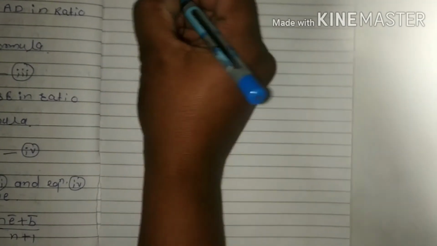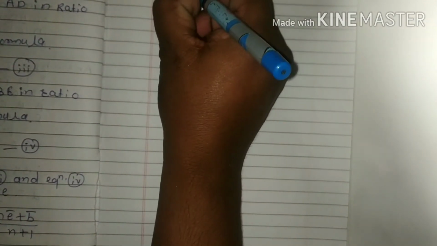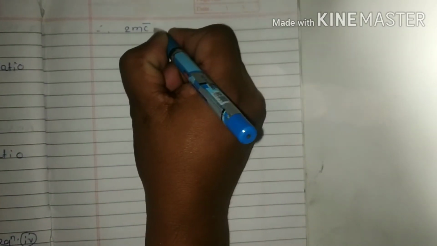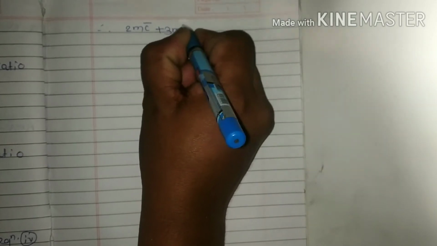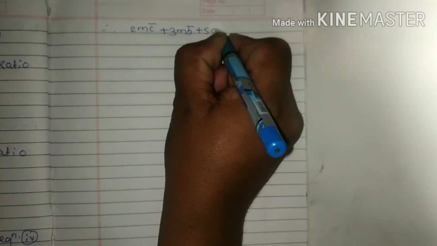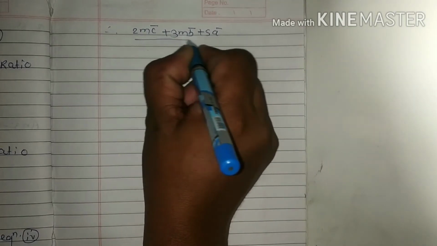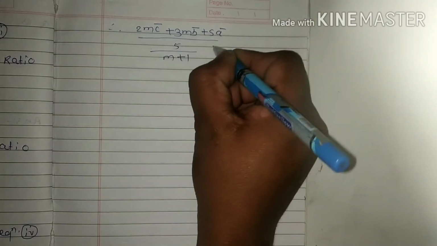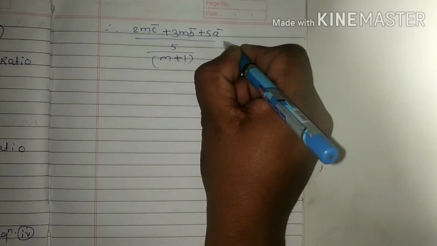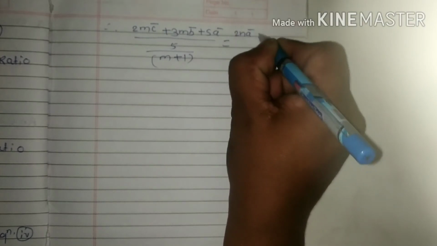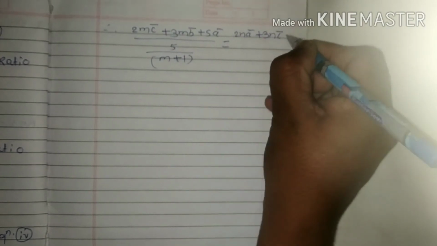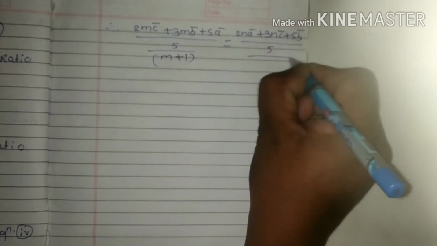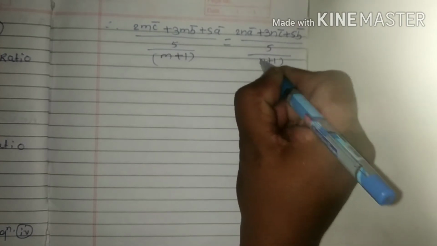Therefore we write, then we multiply m and we get (2m C bar plus 3m B bar plus 5 A bar) divided by 5 divided by m plus 1 is equal to (2n A bar plus 3n C bar plus 5 B bar) divided by 5 divided by n plus 1.